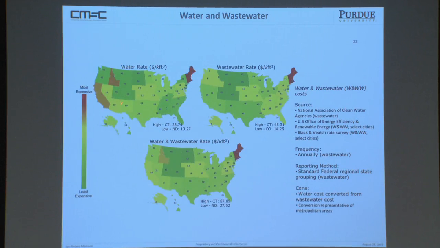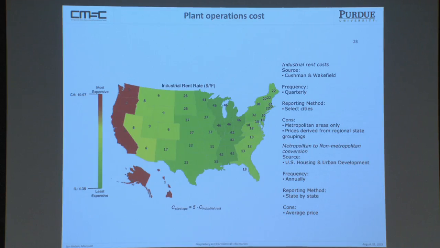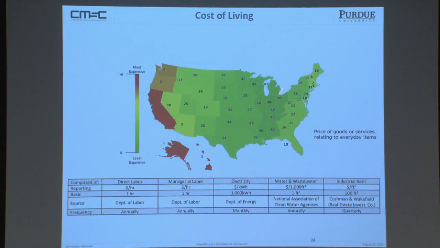Water and wastewater, where are the most favorable places to be in the United States? All of this is coming into the cost modeling, those data. And plant operation cost. Now we start to see, we start to be pretty dark green here. It's good news. And cost of living, we have more money left over in our wallet here than other places. Moving from Switzerland to here, it's obvious, I can tell you.